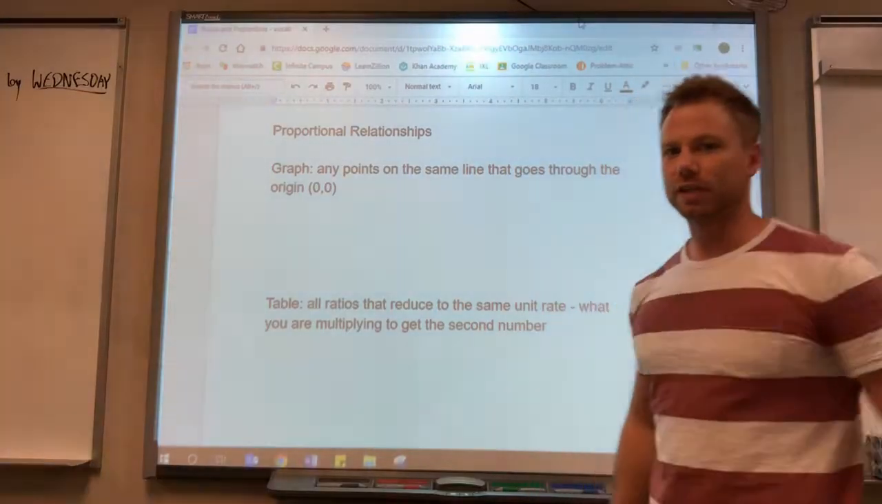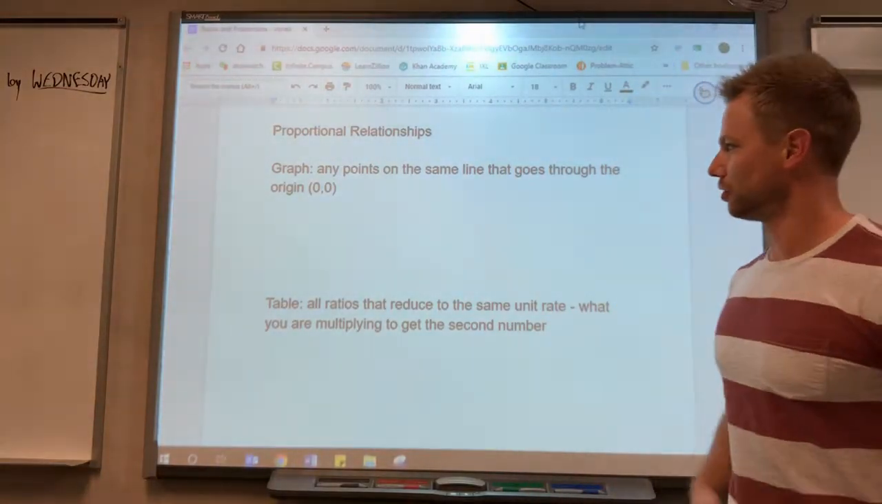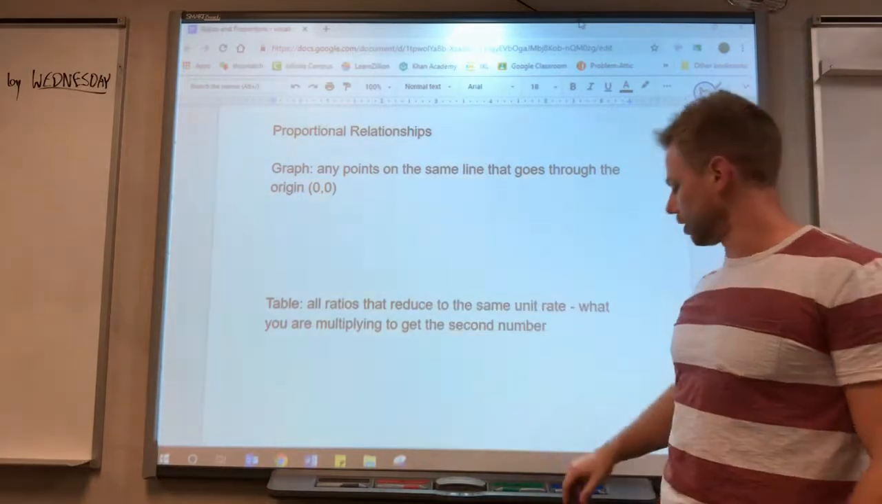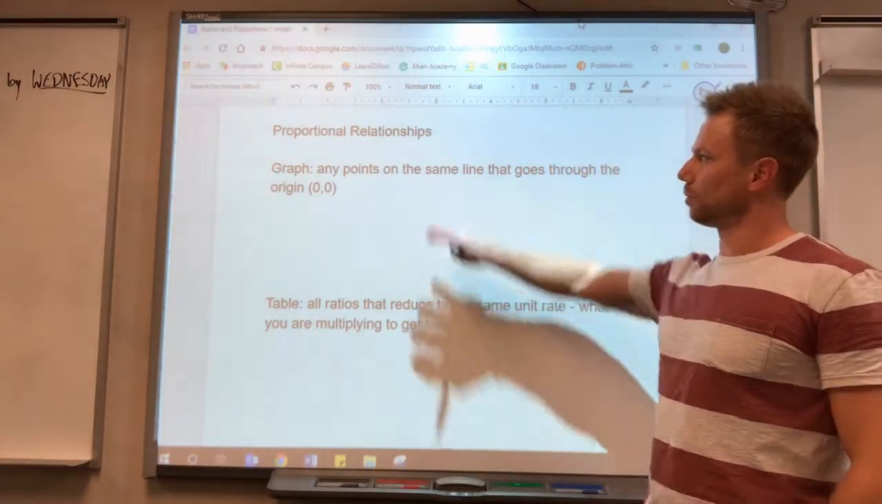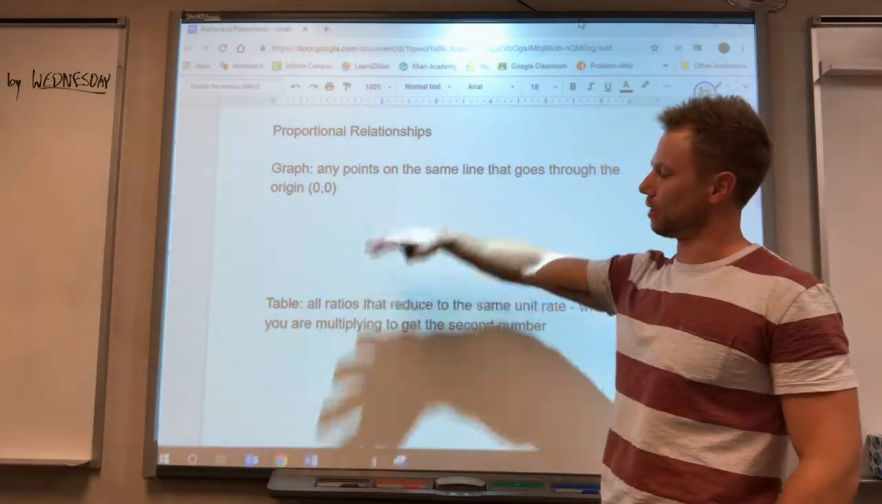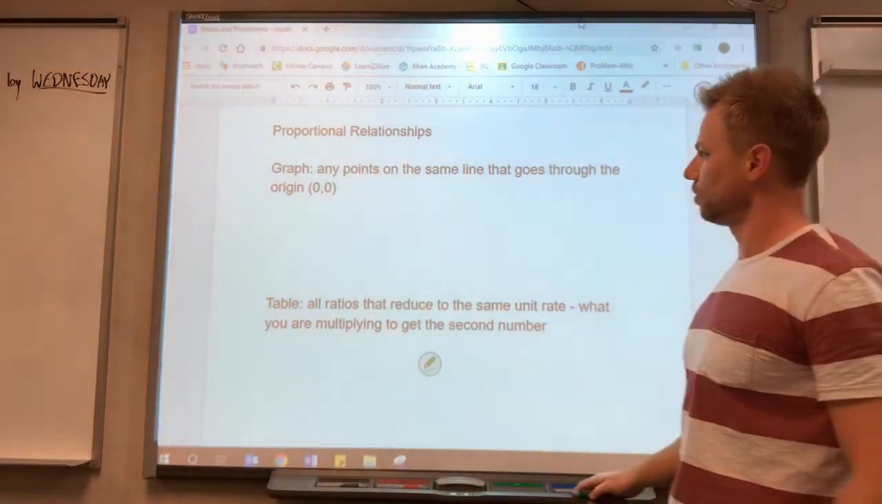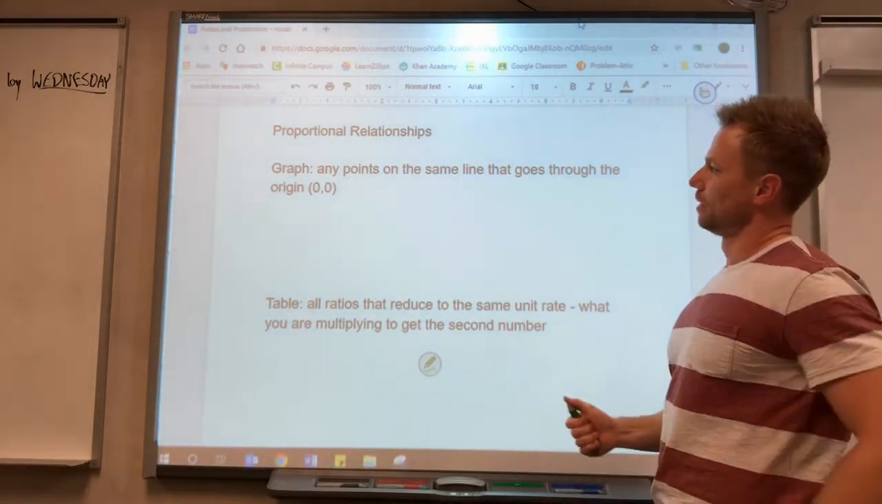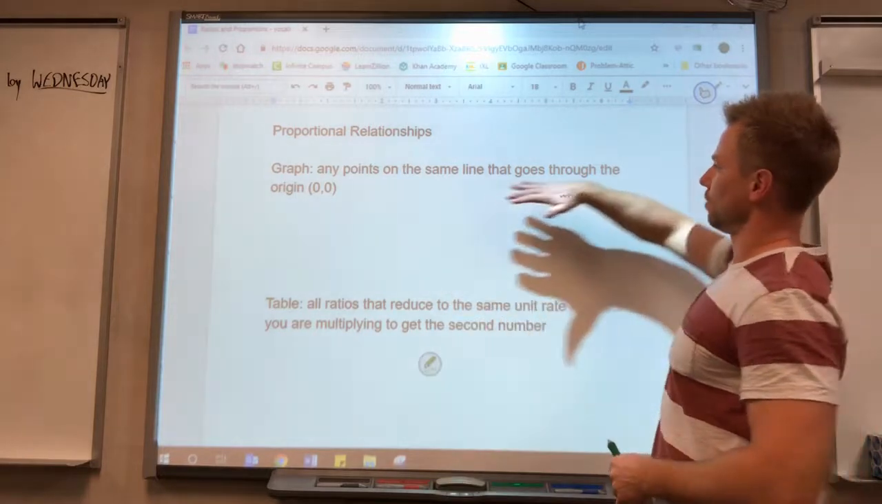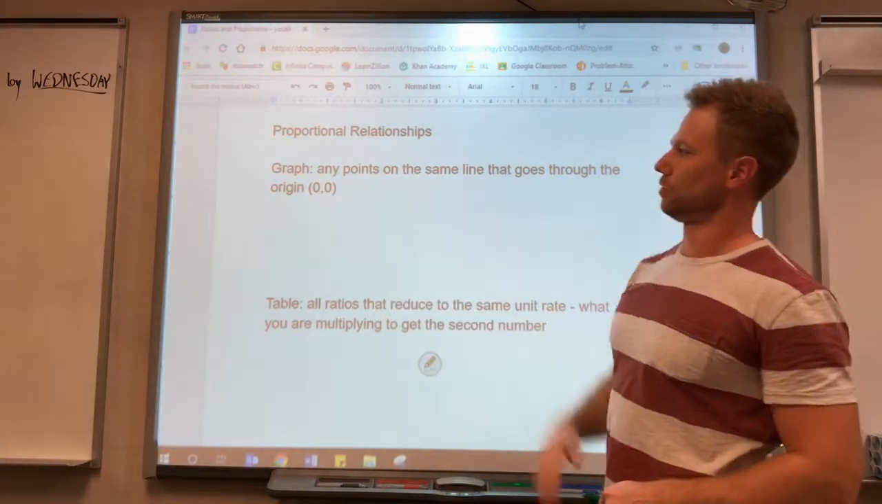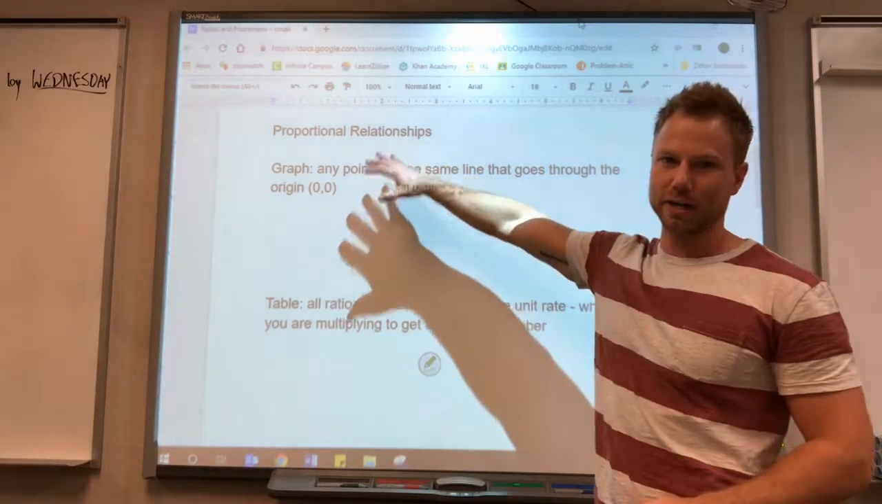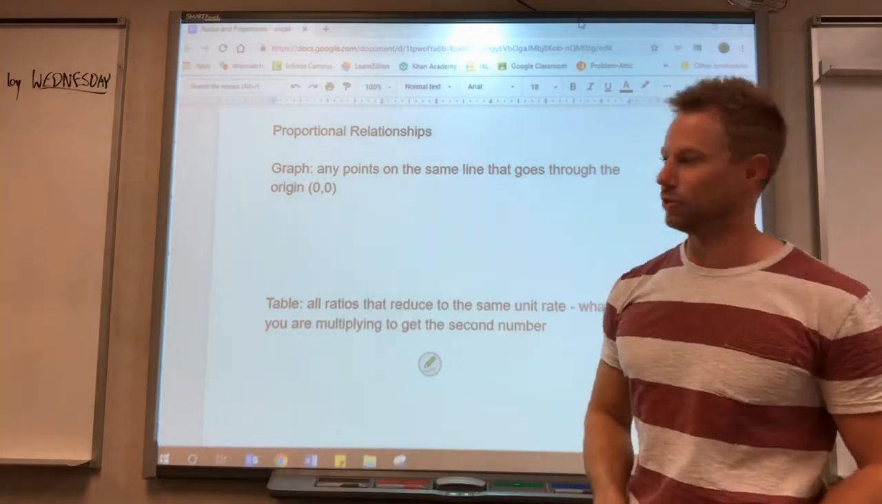Seventh graders, we are starting Introduction to Proportional Relationships. So a couple things we want to talk about before we start that. What a proportional relationship looks like in a graph and on a table. So in a graph, it's any points on the same line that goes through the origin 0, 0. Okay, make sure you're writing all of these words down as well in your notes.